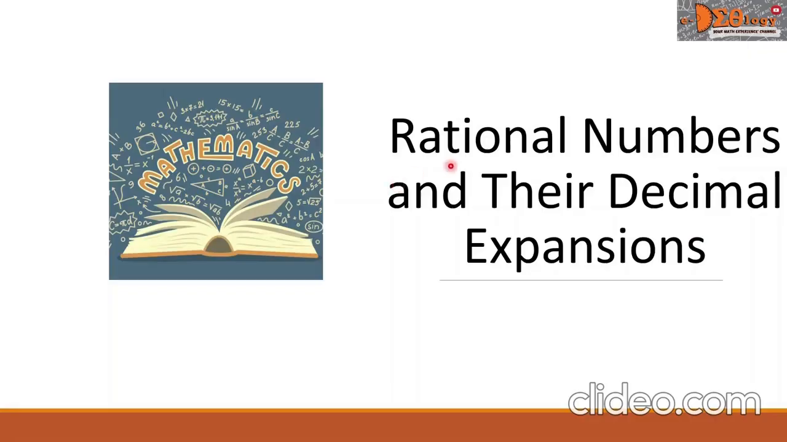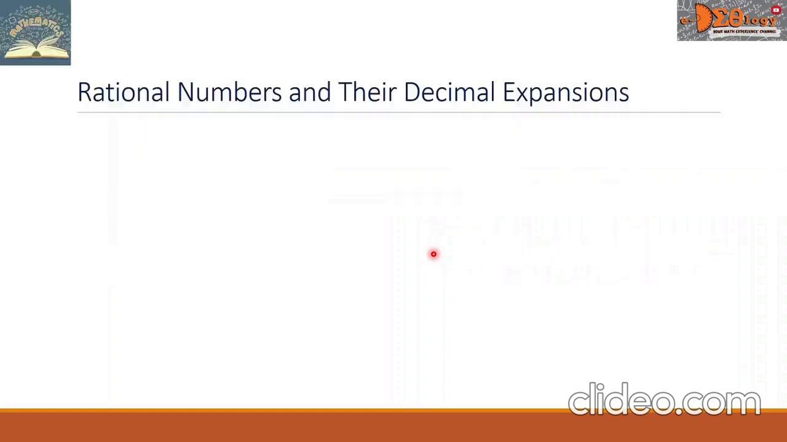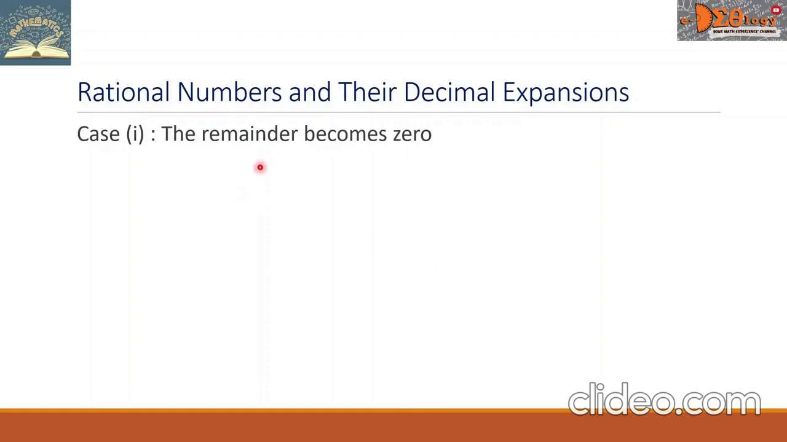Today we're going to study rational numbers and their decimal expansions. We have this case 1. The remainder becomes 0. Let's have this example, 7 over 8. This is equal to 0.875. Another example, 1 over 2 equals 0.5.